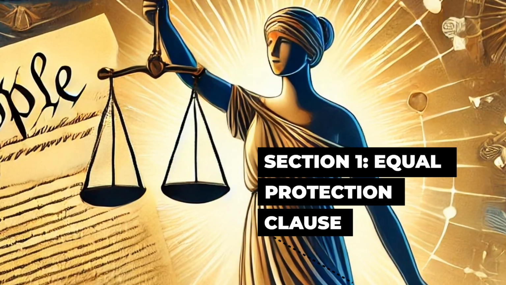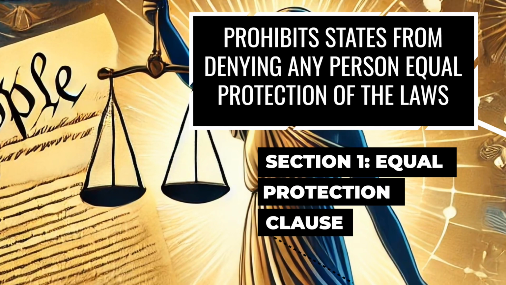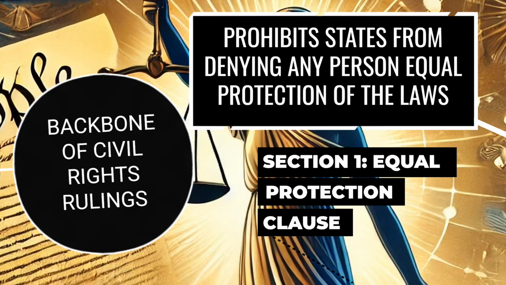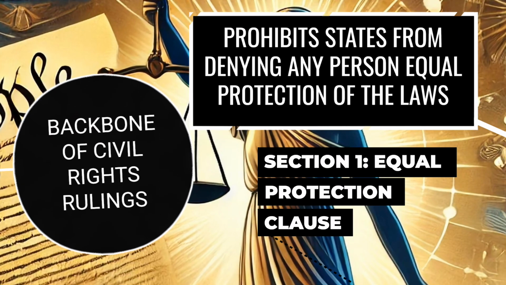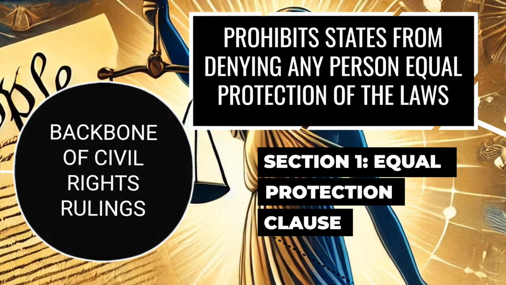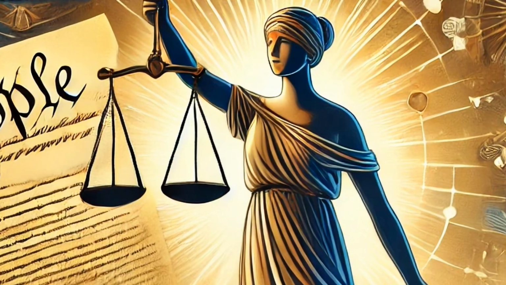The Equal Protection Clause. The Equal Protection Clause prohibits states from denying any person the equal protection of the laws. This clause has been the basis for some of the most important civil rights cases in American history, including Brown v. Board of Education, 1954, which struck down racial segregation in schools.